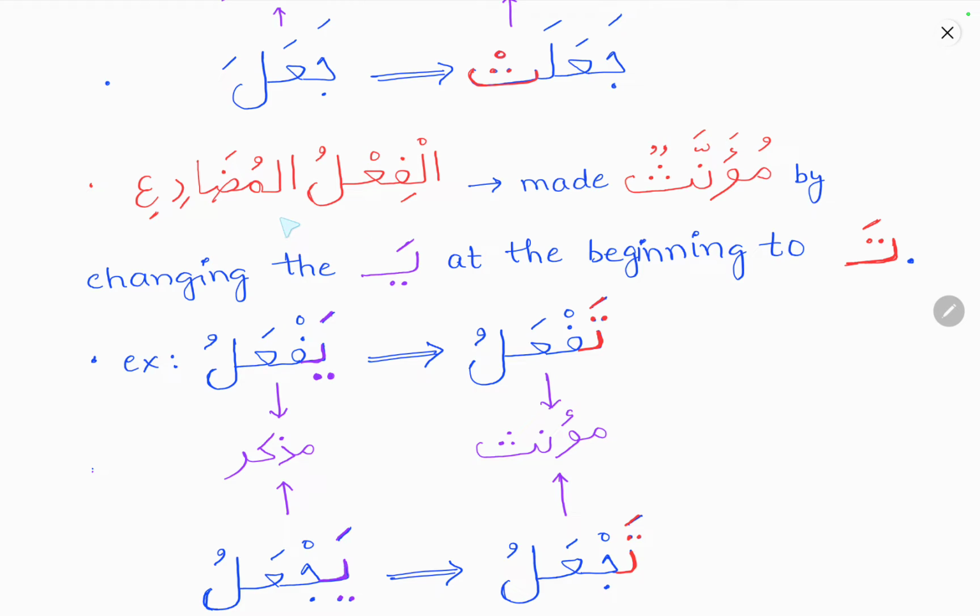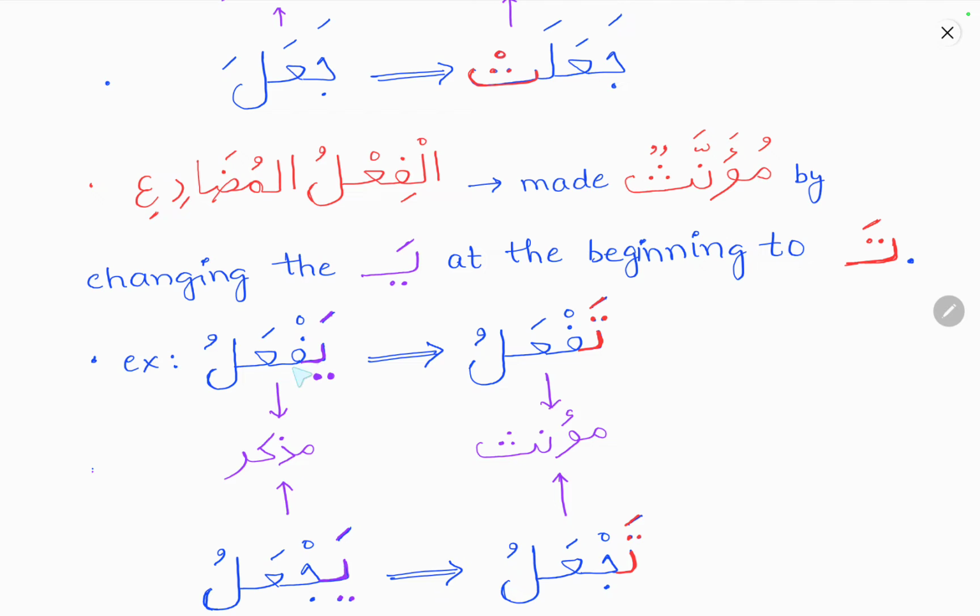Then how to make fe'lul mudari, the masculine verb, into a feminine verb. The fe'lul mudari verb is made muannas, feminine, by changing the ya at the beginning to ta. So any verb which starts with a ya, if we change this ya into a ta, then that verb will change into a feminine state. For example, yaf'alu is the muzakkar state, the masculine state. Now this yaf'alu is changed to taf'alu, which is in the muannas state, the feminine state.